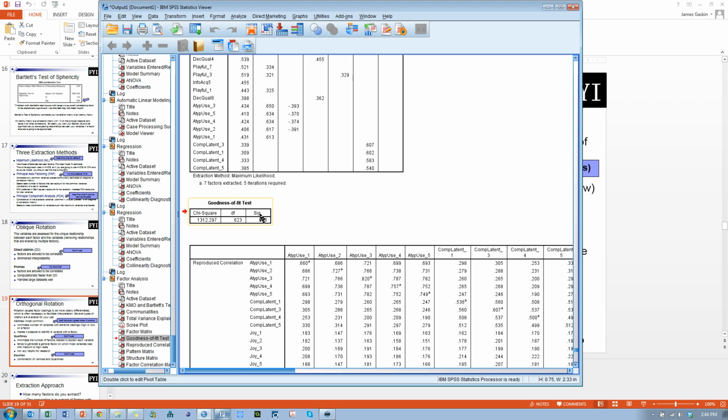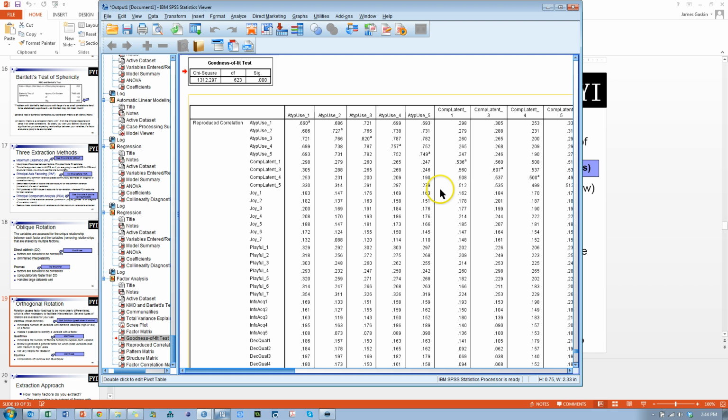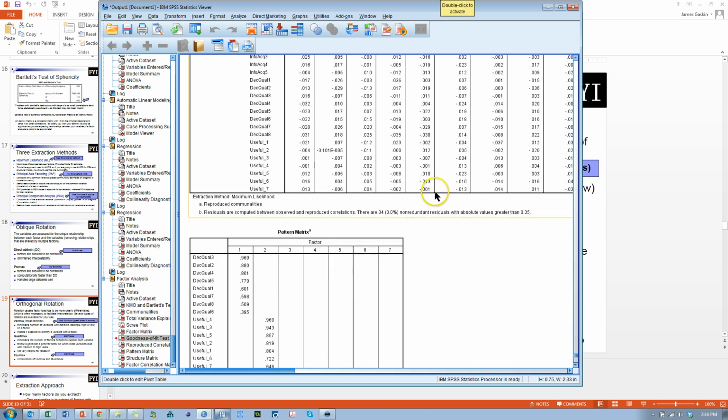So the degrees of freedom you want over 3? The degrees of freedom can be whatever, but more than 0 would be nice. But we want the chi-square divided by the degrees of freedom to be between 1 and 3. And we're going to talk again a lot more about model fit tomorrow when we do confirmatory factor analysis.